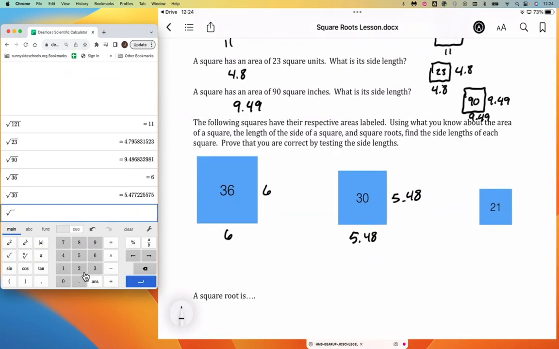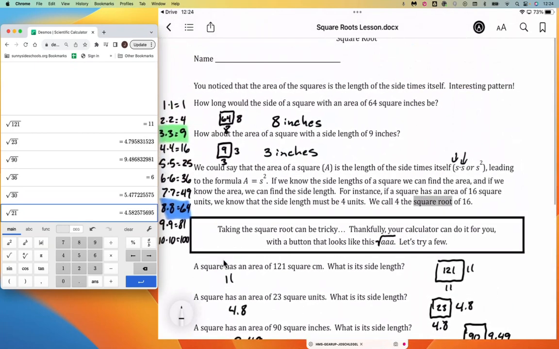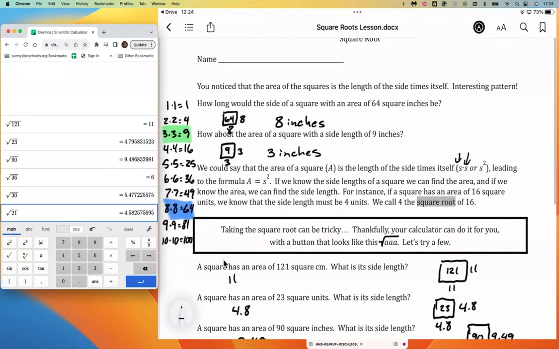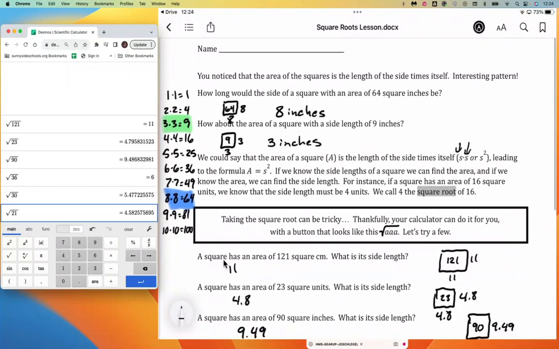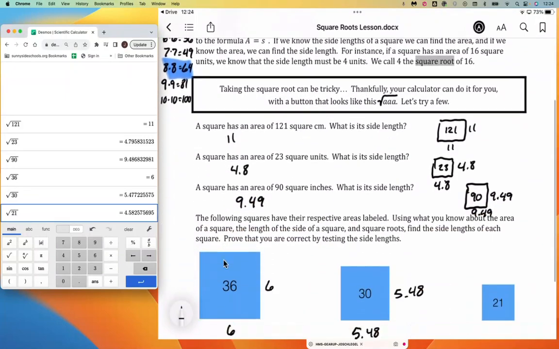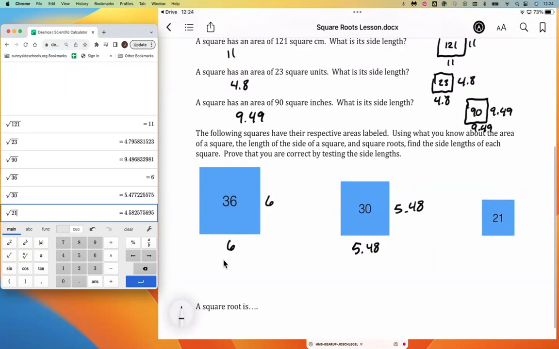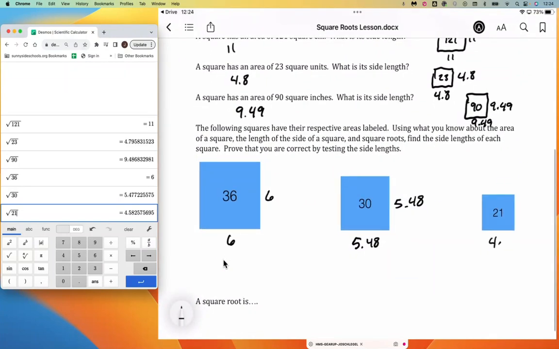Then for 21, we've got square root of 21. I should have estimated first. It's going to be between 16 and 25, but just a little bit closer to 25. So I would say about 4.6. And we see that that comes out to be 4.58. So 4.58 as a side length.